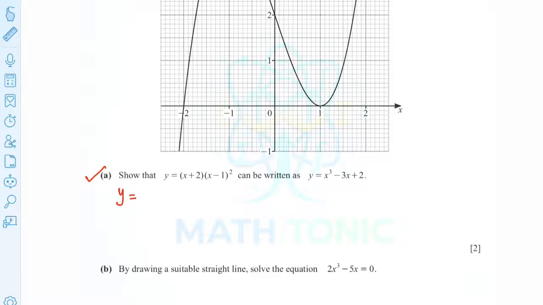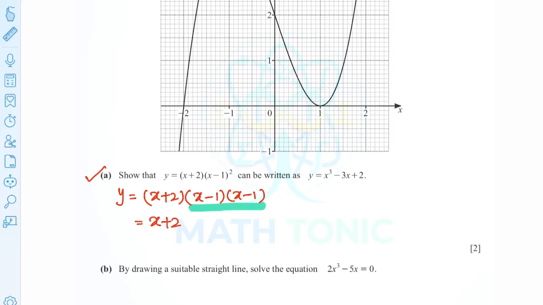So can I say y equals x plus 2, and x minus 1 squared means x minus 1 times x minus 1, right? So we have three brackets here. You can start with any two brackets. For example, I'm starting with these two, right? So how should I write it down?